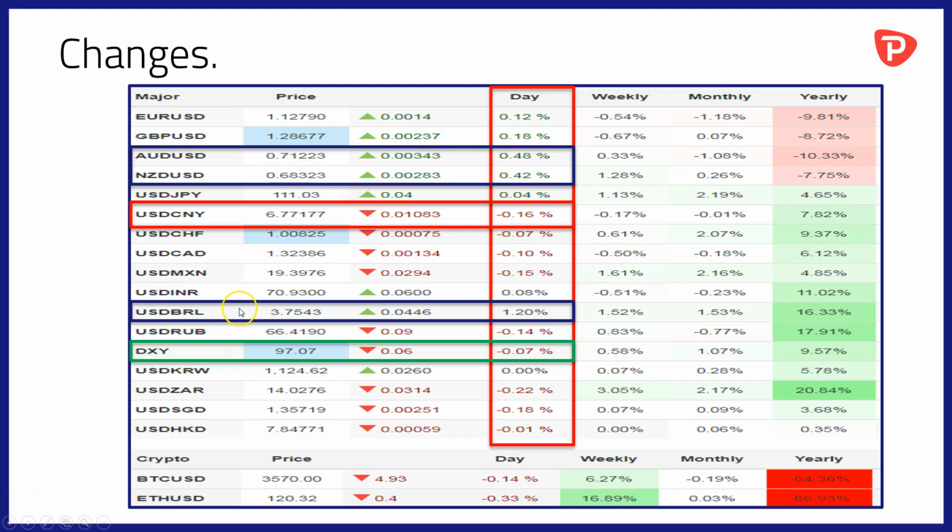The Brazilian real was on the back foot once more against the US dollar, down by 1.2%. The dollar index for its part was trading at 97.07 shortly before we recorded the video, down by around 0.07% on the day, but still hanging on to that 97 handle.